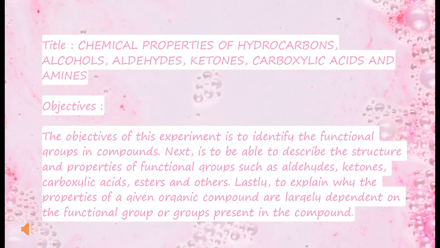So first of all, we're going to start with the title of the experiment. The title is Chemical Properties of Hydrocarbons, Alcohols, Aldehydes, Ketones, Carboxylic acids and Amines. The objectives of this experiment are to identify the functional groups in compounds, to be able to describe the structure and properties of functional groups such as aldehydes, ketones, carboxylic acids, esters and others, and lastly to explain why the properties of a given organic compound are largely dependent on the functional group or groups present in the compound.